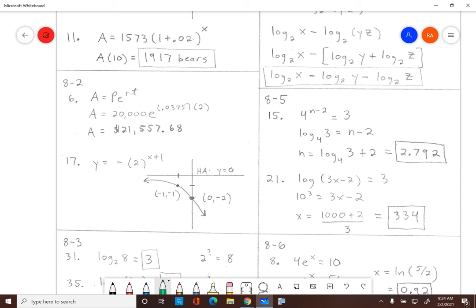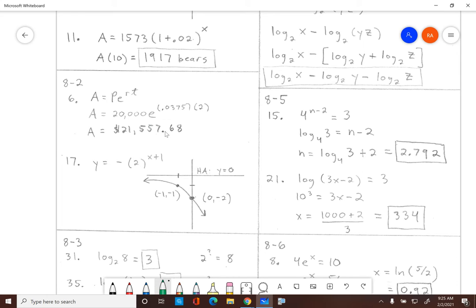8-2, dealing with some more compounded continuously problems. So in this number 6, PERT again, we're going to start with our principal of 20,000, and then times e raised to the 3.75%, which is 0.0375, and then for 2 years. So plugging all that into the calculator, I get 21,557 and 68 cents.